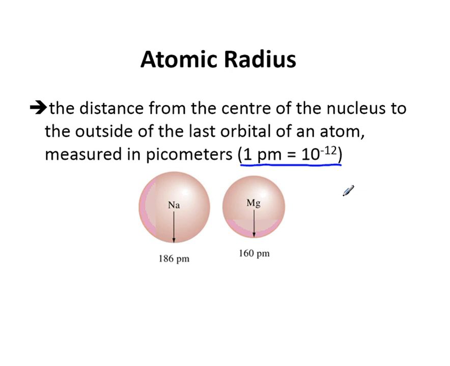You don't ever have to memorize any of the atomic radii of atoms, but here's a couple so you can compare. Sodium has a radius of 186 picometers, where magnesium is 160 picometers. So you can see there's a difference in size with those atoms, and we'll try and go over and explain why that happens.